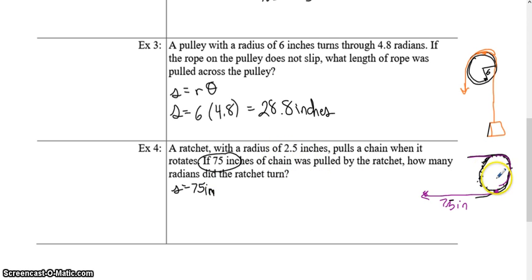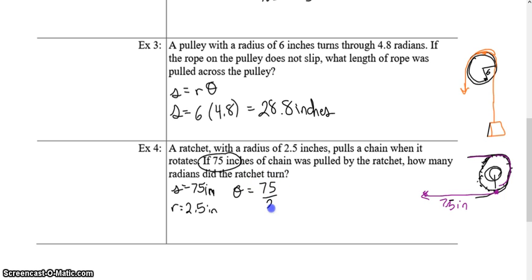And the radius still is the radius. So R is 2.5. So by writing down the given, we can figure out, again, how many radians? What's the turn? How much did this turn as we go along? Okay, so that would be the theta.